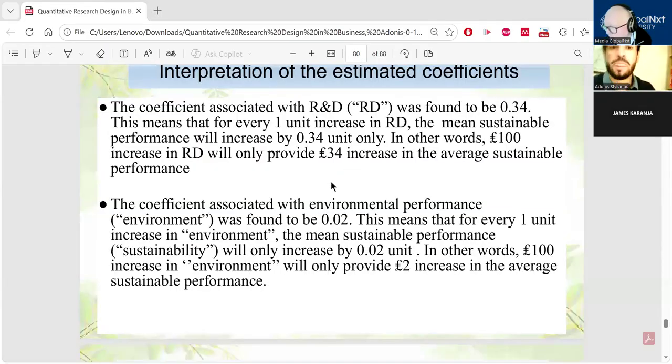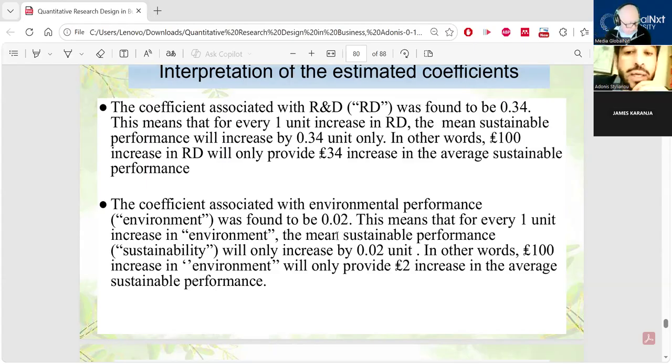Estimation, very important. What does it mean to have a 0.34 coefficient for R&D? It means that for every 1 unit increase in research and development, the sustainable performance is going to increase by 0.34 units only. So this is important. Let's put it in perspective. If we have a 100 British pounds increase in R&D, we'll only provide a 34 increase in average sustainable performance of businesses. That is important. It demonstrates how difficult it is to transform research and development into actual productivity.